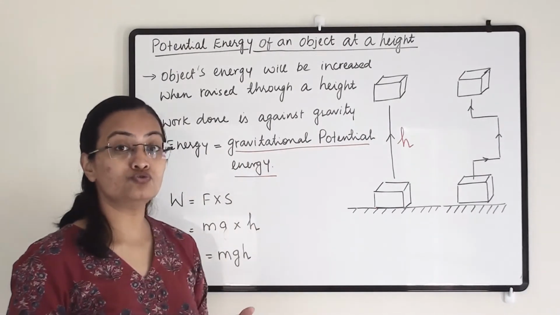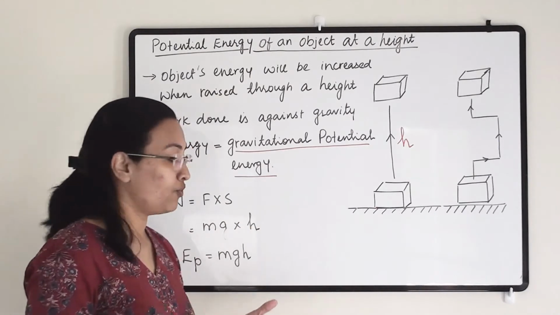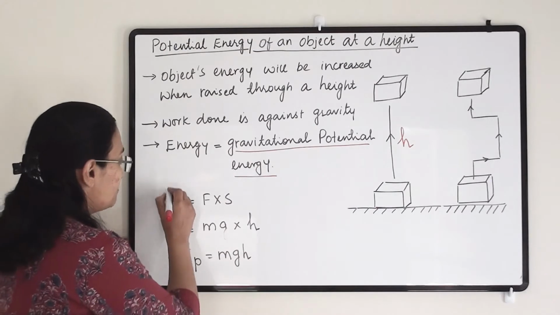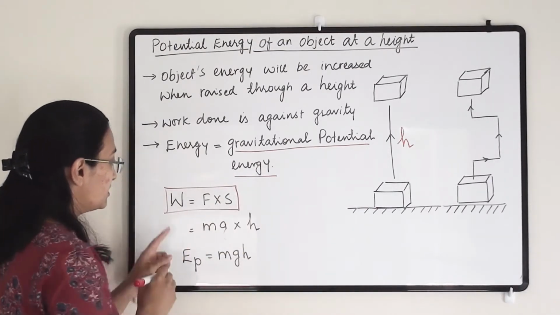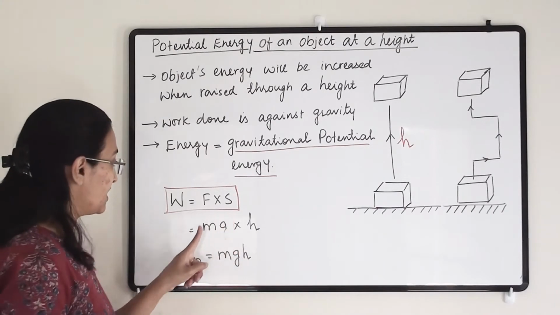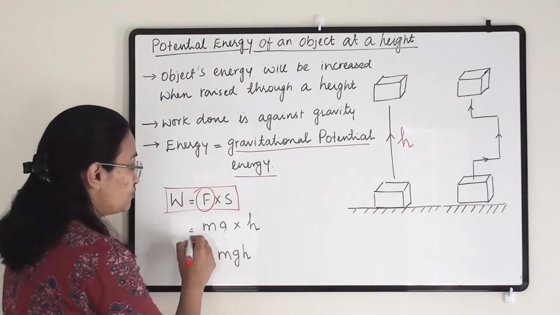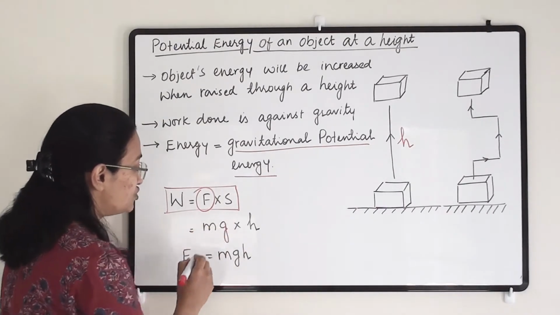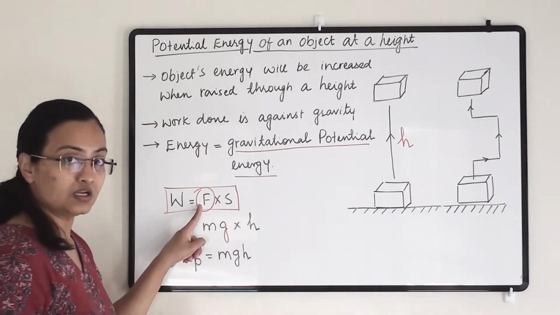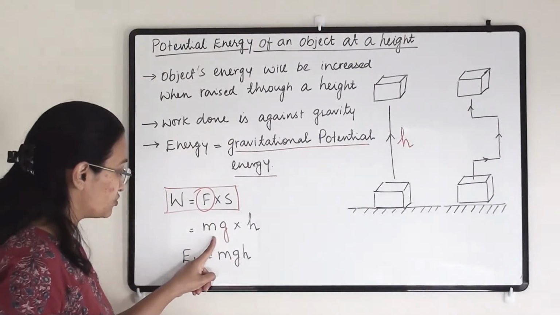Now if we want to derive the equation for potential energy, then this is our general equation of work: work equals force into displacement. So F equals, we are writing here, m into g. M into g we are substituting in place of F, that is force.